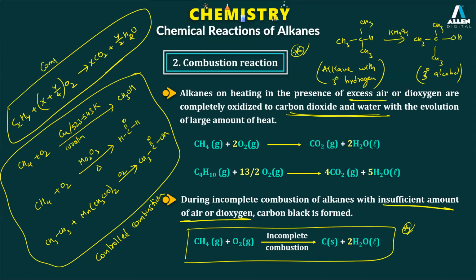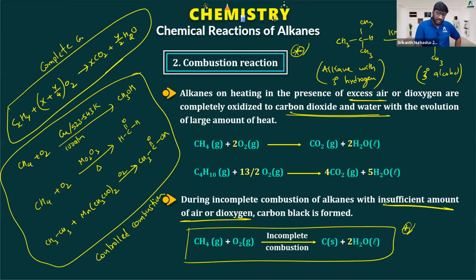Yes, sir. The first reaction, CxHy plus (x plus y by 4) O2 gives rise to xCO2 plus y by 2 H2O, is complete combustion. And this reaction is incomplete combustion. Incomplete combustion produces carbon black, whereas in controlled combustion, we'll be having different other sets of reactions. Right?